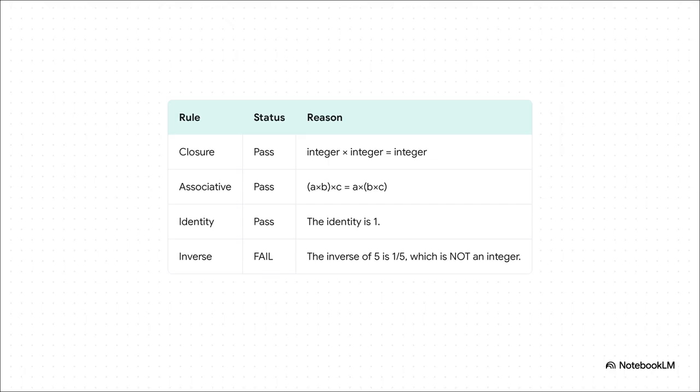Think about the number 5. To get back to the identity, 1, you'd have to multiply by 1/5. But 1/5 is not an integer. It's outside our closed box. And because that one rule is broken, the integers with multiplication do not form a group.